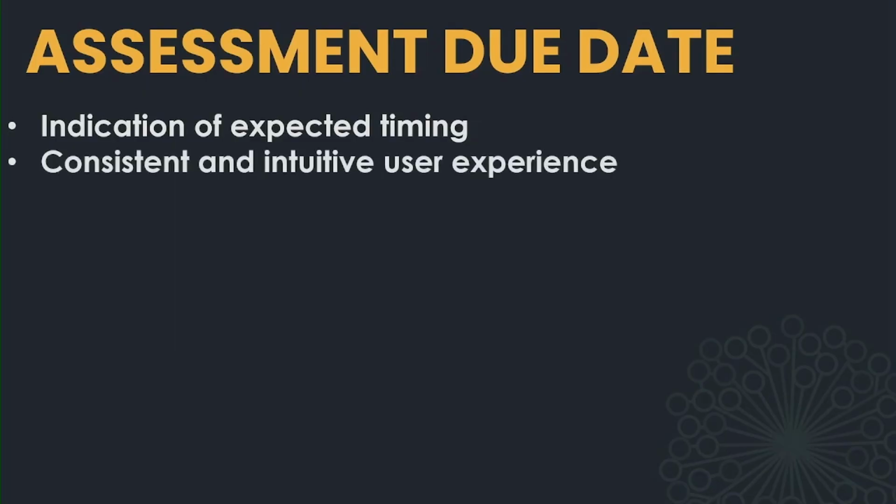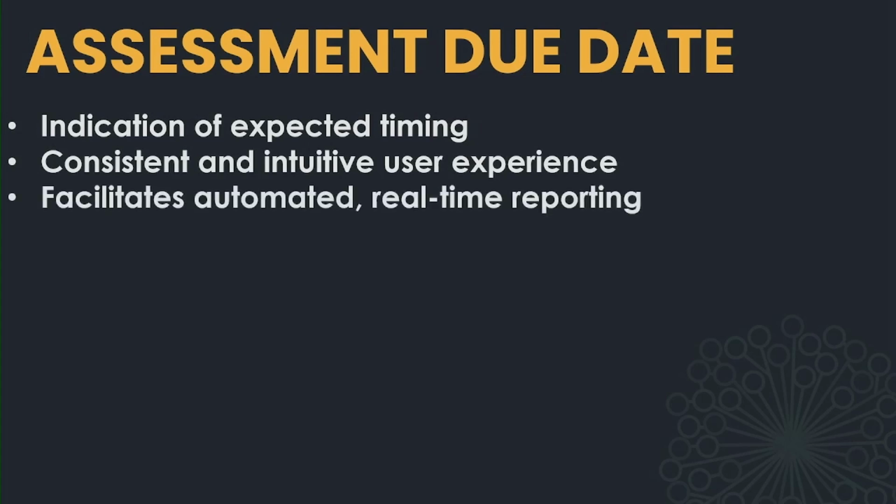So we wanted to be able to give communities and process architects the ability to indicate the expected timing in an efficient way that was going to be consistent across assessments. We wanted that to be intuitive. We wanted people to be able to know exactly when something is due. We want to facilitate automated real-time reporting, so things like understanding how to see the 10 or 12 different deliverables within the context of a timeline. If we know the due dates, and those are all on each individual assessment, we can easily produce that view.